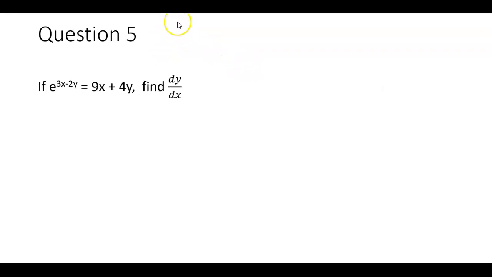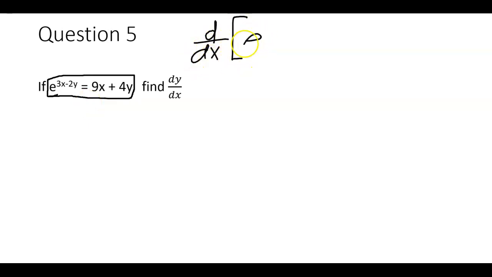Question 5. Question 5, they give me this function here. It's another implicit function. Implicit function, in case I wasn't clear in the last question, is anytime you have an equation where the y variable is not already isolated, it's buried inside the equation. So that means we get to do implicit differentiation once again. So here we go. Step 1, I like to start like this. And then I go ahead and find the derivative.